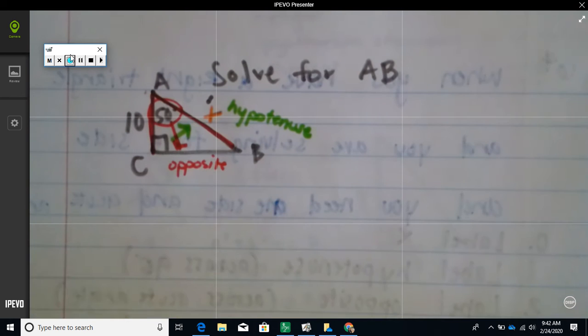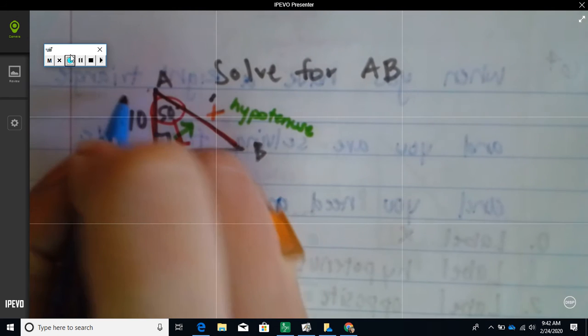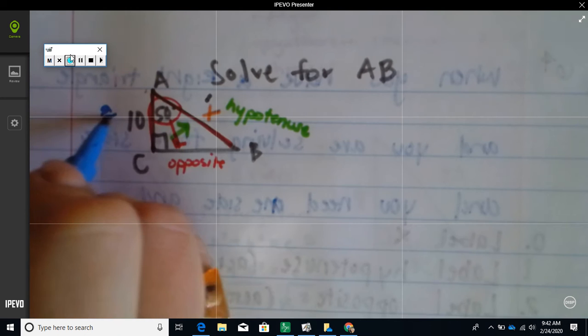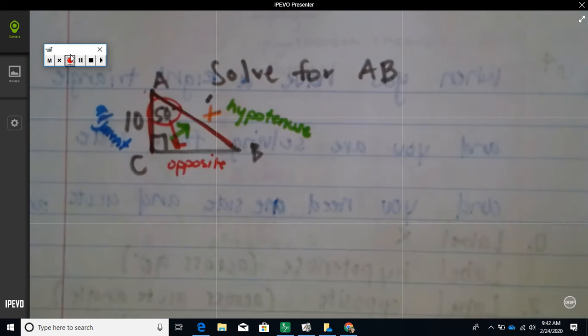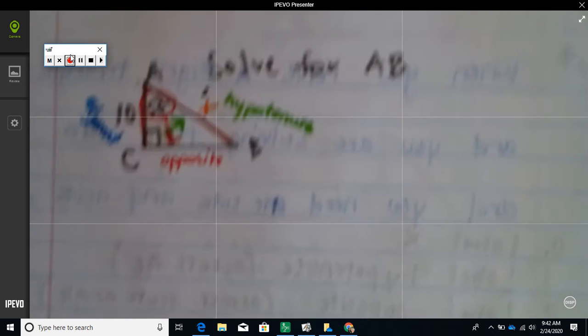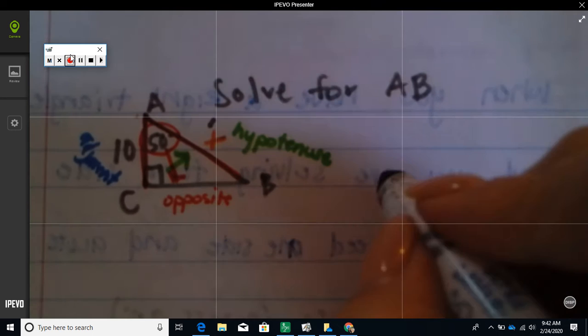So the last one left over, and I guess this one will be a blue, is the adjacent. The one next to 50, the one that's not the hypotenuse. So this side right here is adjacent. That's adjacent. All right. So what you're going to write down is I am looking for.